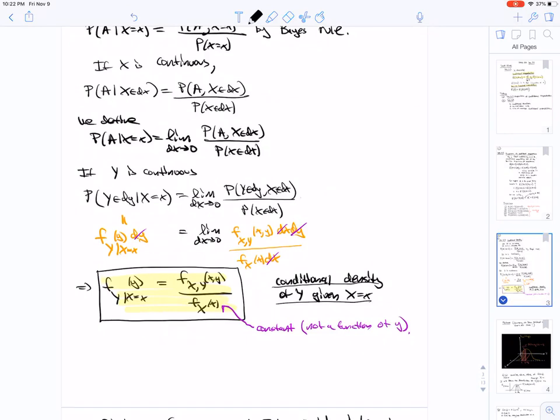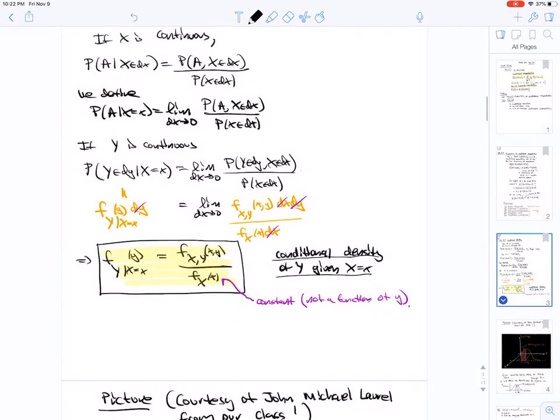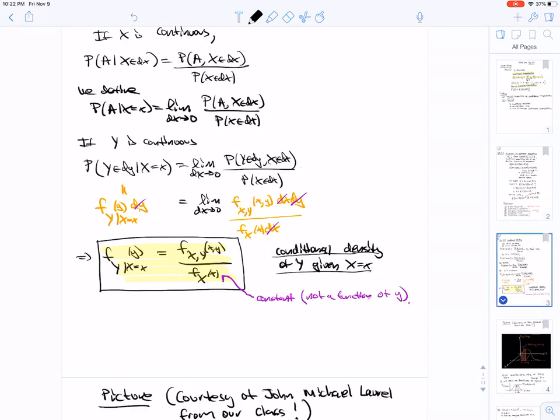So, for example, if Y is continuous and A is now Y is in dy, we can write out a conditional density formula. We have a new density, f of Y given X is x, of y, which is the joint density over the marginal density. All the dx's and dy's cancel out here. This formula follows from basically Bayes' rule.